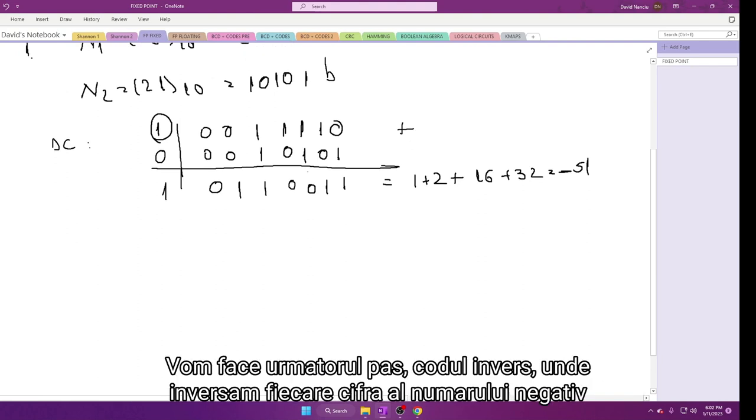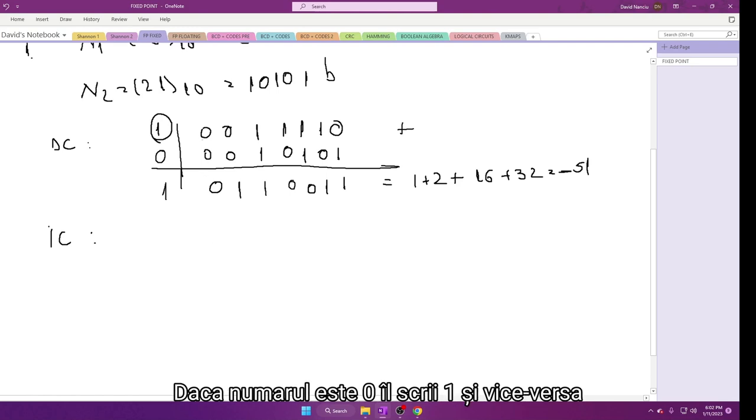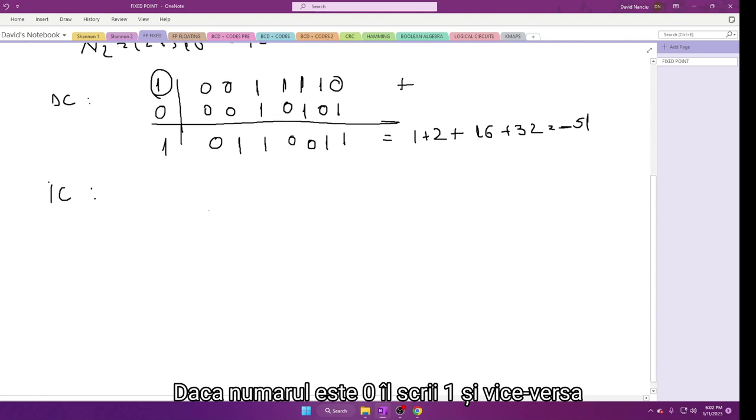So we will compute the next step, which is to perform the inverse code. For the negative number, you basically change each digit, you inverse them, pretty obviously from the name. So if the digit is 0, you will write it as a 1, and vice versa. If it's a 1, then it will be a 0. But I will write this down.